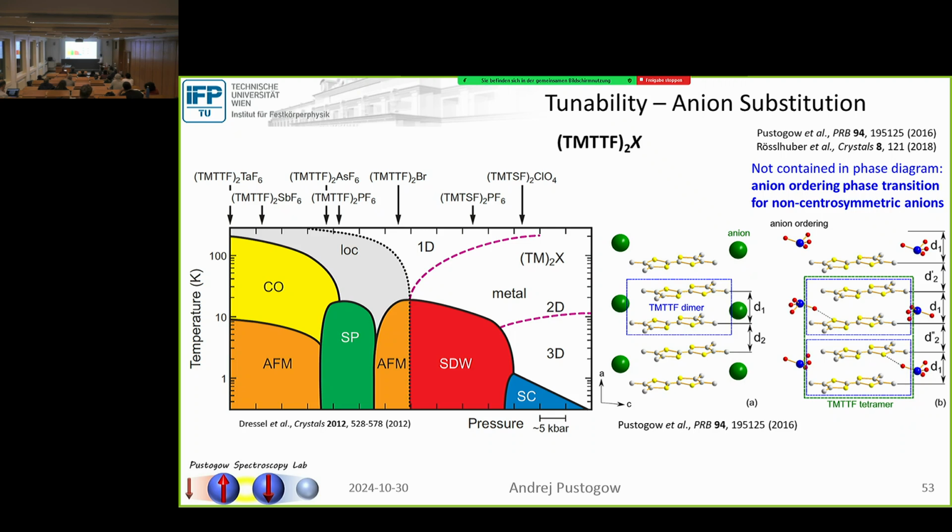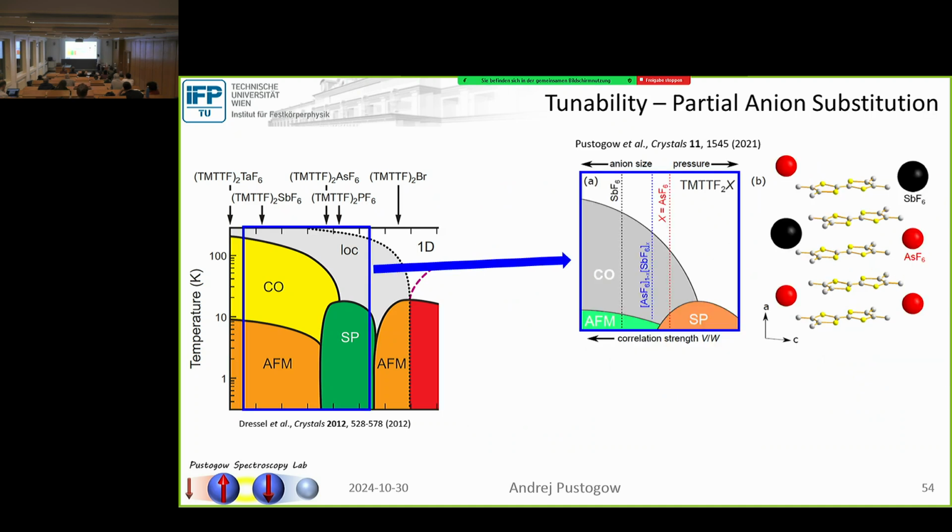What is neglected in this phase diagram is that the anions themselves can also lead to structural phase transitions. So if the anion, for instance, is non-centrosymmetric, like a tetrahedral one here, one of them can point to the left, one to the right, one to the left, and this can give an additional phase, which is not indicated here. But this is a structural phase, and the phases that we have here are really driven by electron-electron interactions. And this is what we are mostly interested in.